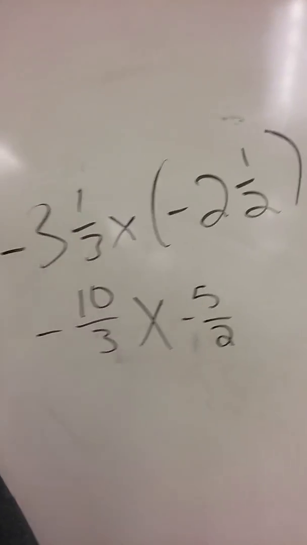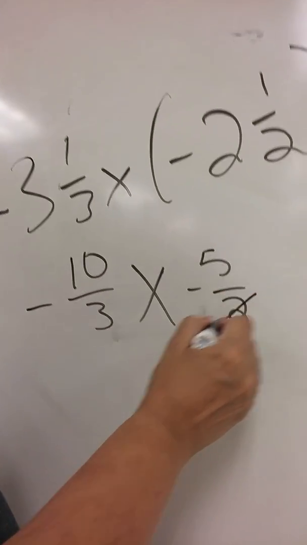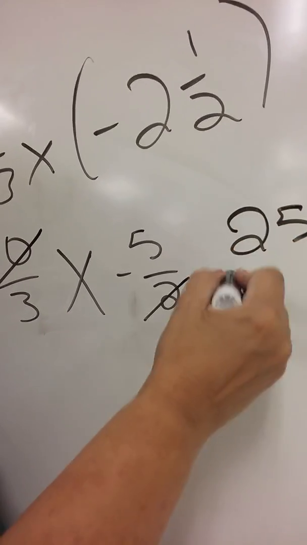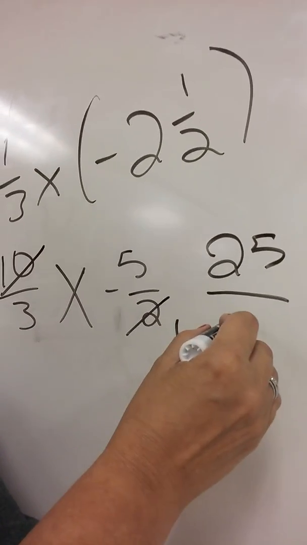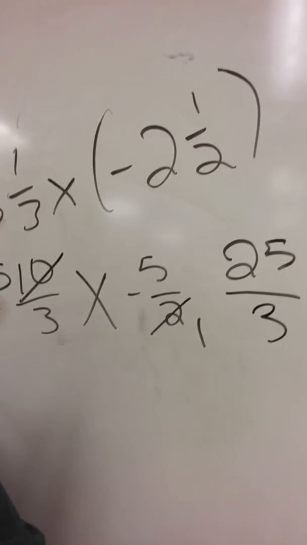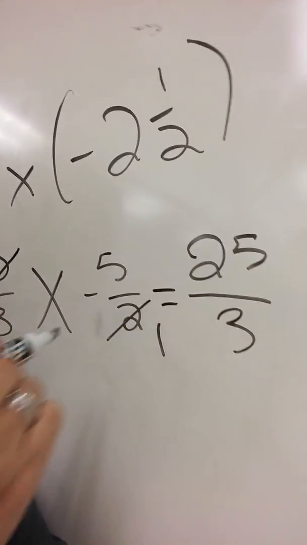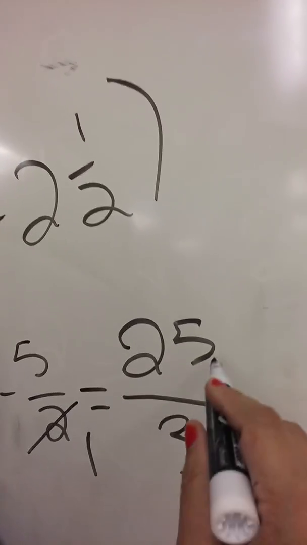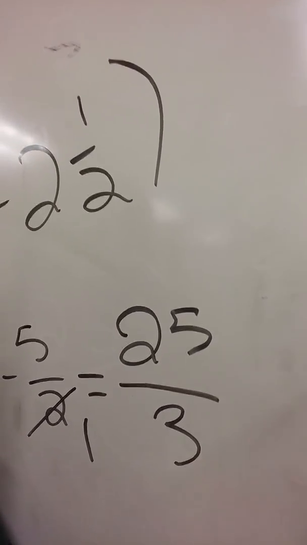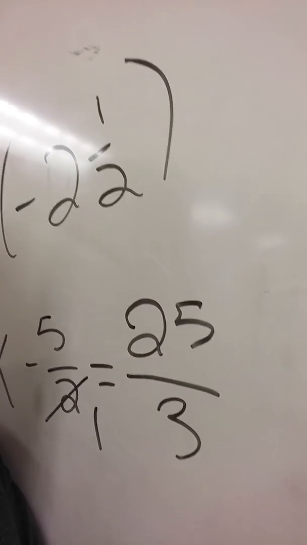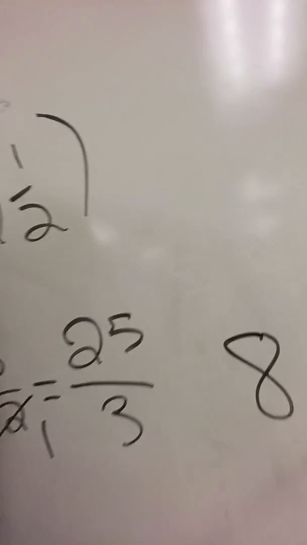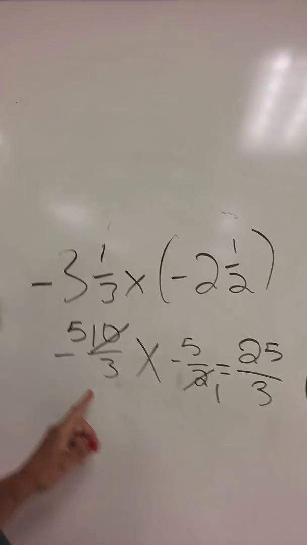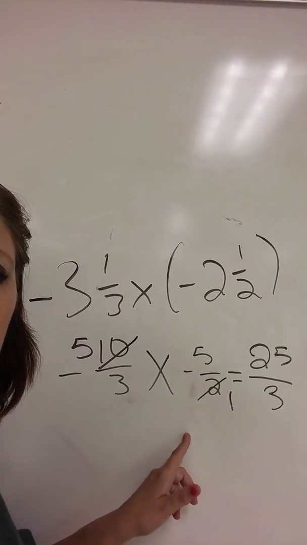And then I multiply them out. I can simplify here, make this into 1 and this into 5. 5 times 5 is 25. 3 times 1 is 3. Both of those are negative numbers, so my answer is a positive. And then I need to turn that back into a mixed number. 3 goes into 25 8 times, and 25 minus 24 is 1. So the answer is 8 1/3.